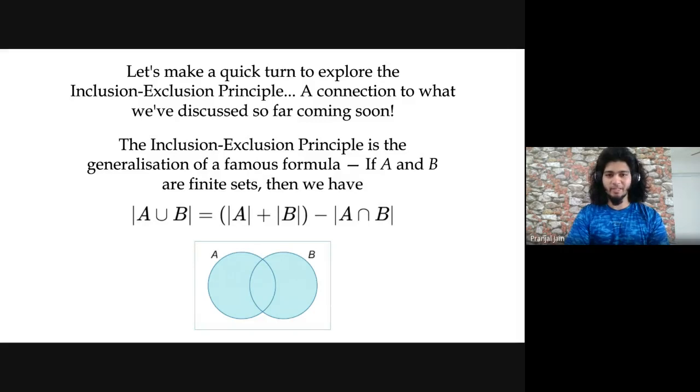So the inclusion-exclusion principle is basically the generalization of this well-known formula where you want to find the number of elements in the union of two sets. So you basically add up the number of elements in each of those sets and you subtract their intersection. And that makes intuitive sense because the elements which are in this intersection are counted twice. First you count them in A and then you count them in B. So there's some double counting. So you have to get rid of that double counting. And of course, you get this identity.